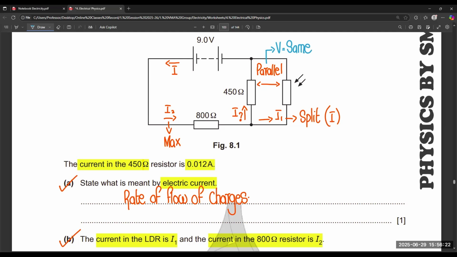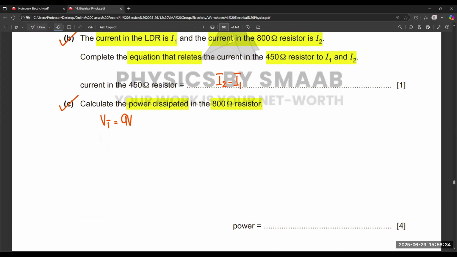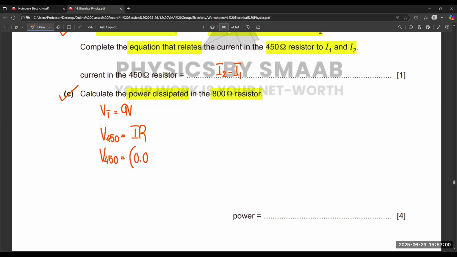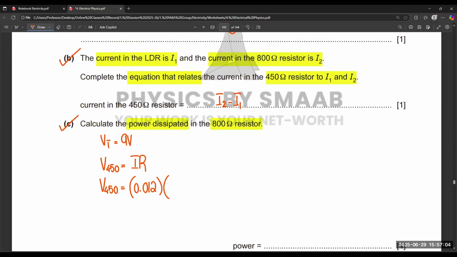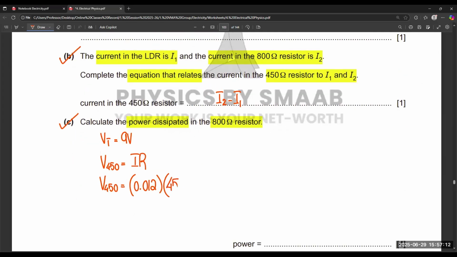So out of 9 volts, we can find out how many volts are across the 800 ohm resistor and how many volts we have across the 450 ohm resistor. That's why we are finding the voltage of the 450 ohm resistor. Current is given, resistance is also given. The value of current is 0.012, resistance is 450 ohms. V equals I times R, which gives 5.4.